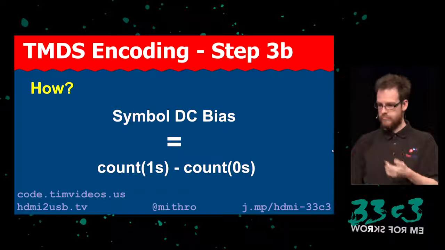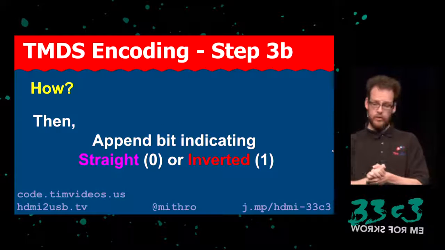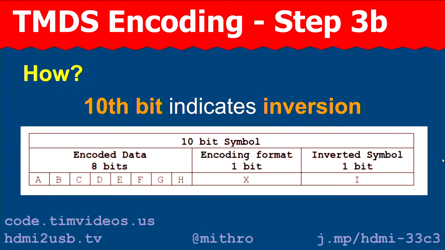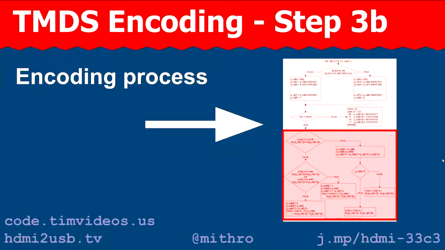And as I said, to indicate whether or not we inverted or kept it straight through, we add another bit on the end. And so that's how we get our 10-bit encoding scheme. We have the 8 bits of encoded data, then 1 bit indicating whether or not it used XOR or XNOR encoding, and then 1 bit to indicate whether or not we inverted the symbol. And so that describes this bottom part of the chart.